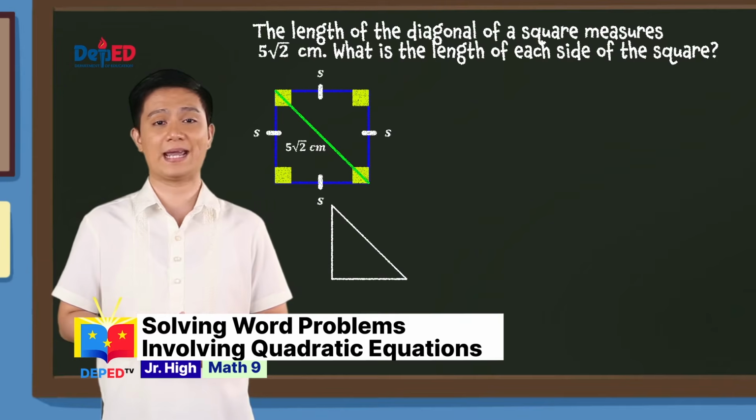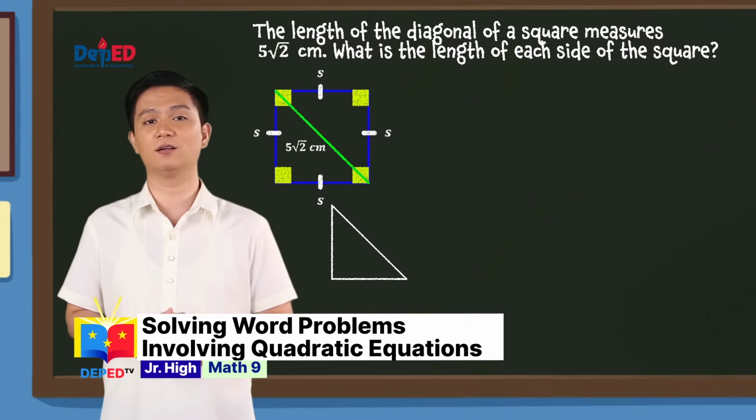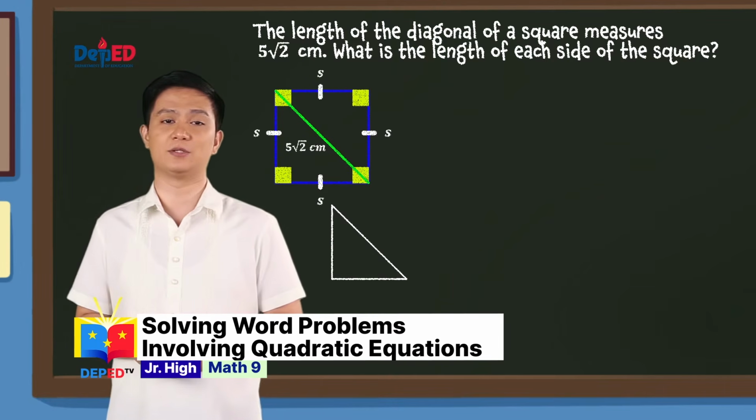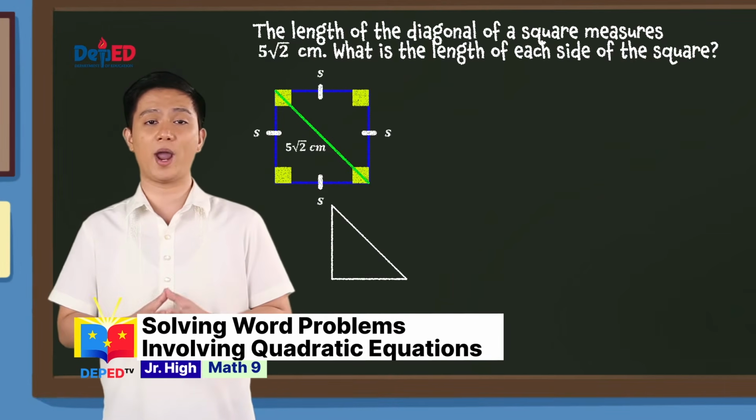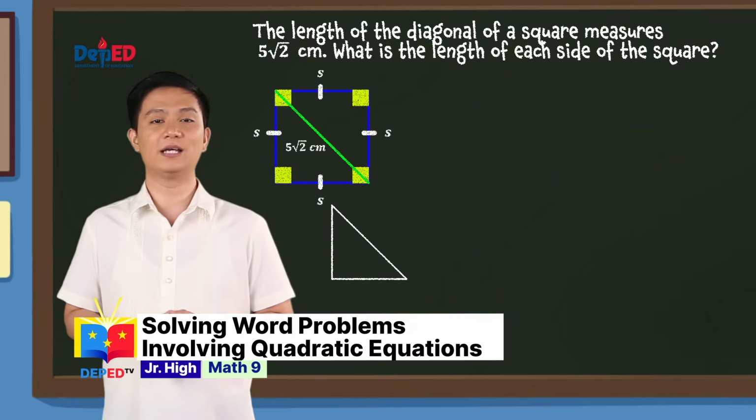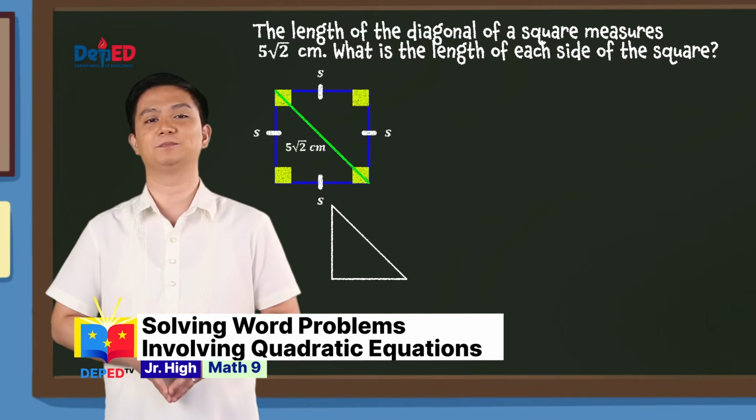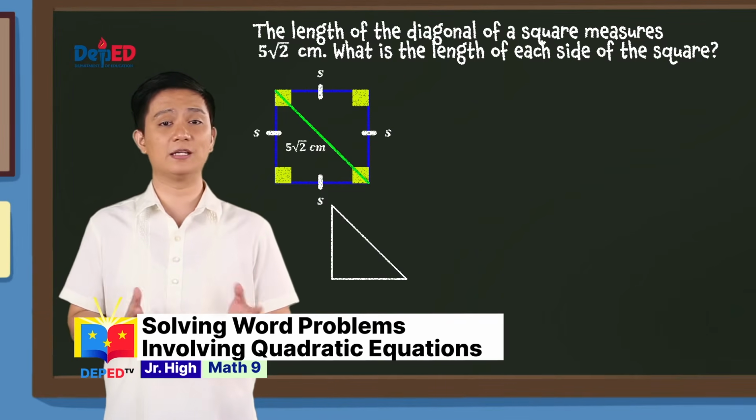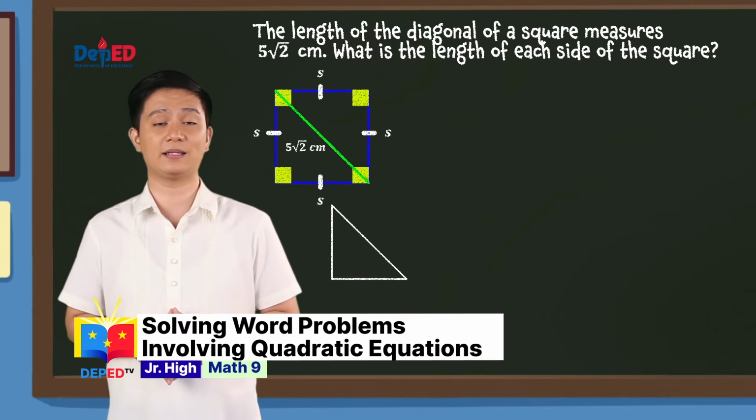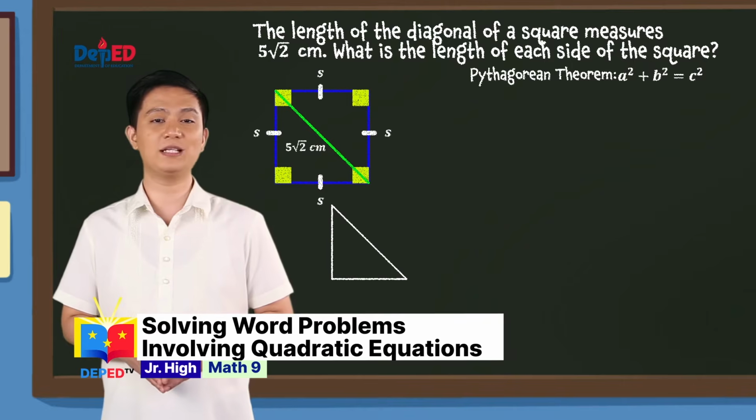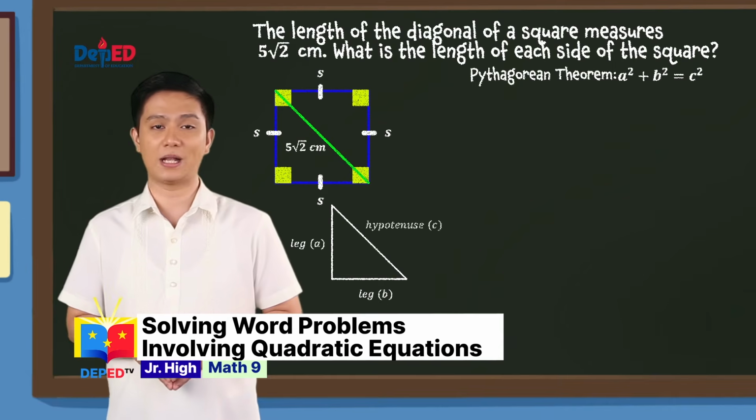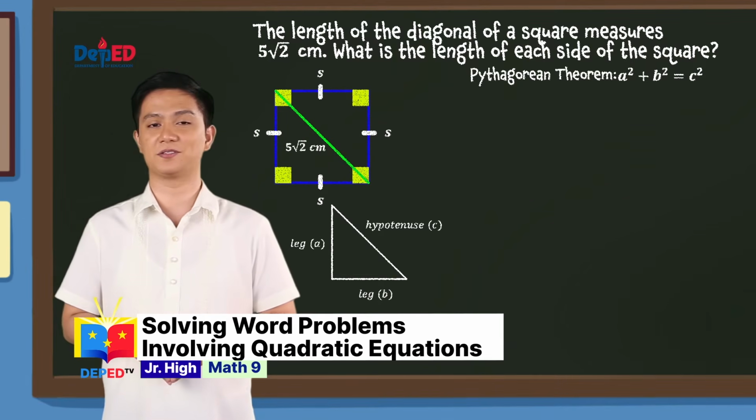The diagonal of the square is the longest side of the right triangle, which is called the hypotenuse, and is 5 square root of 2 centimeters long. The 2 sides of the square are the shorter sides of the right triangle, which are called the legs, and are both represented by the variable s. The Pythagorean theorem describes the relationship of the sides in a right triangle and is given by the equation a squared plus b squared equals c squared, where a and b represent the lengths of the legs, while c stands for the length of the hypotenuse.